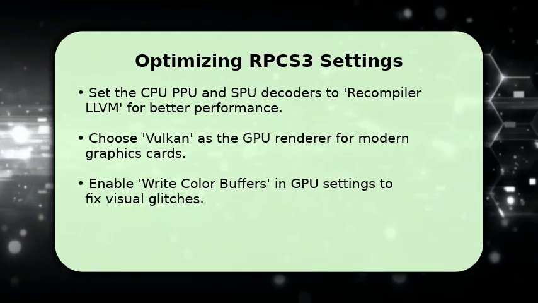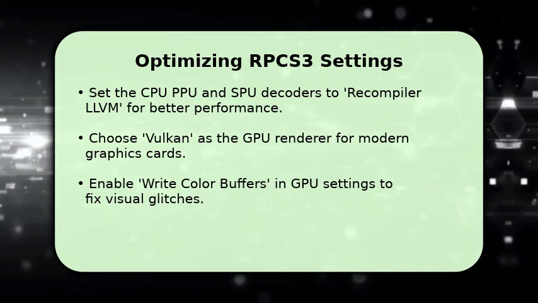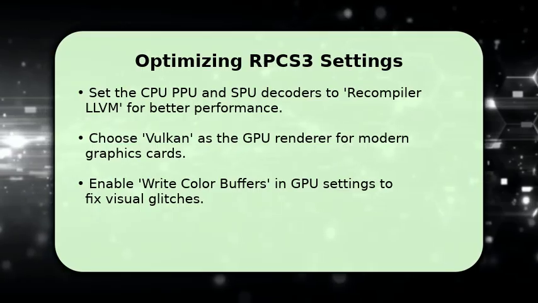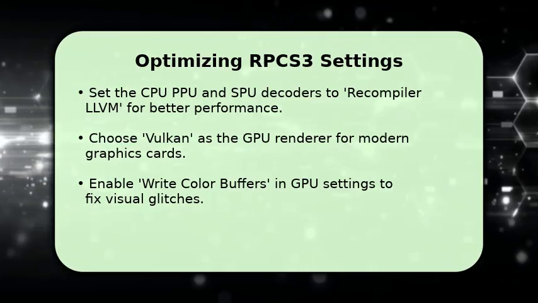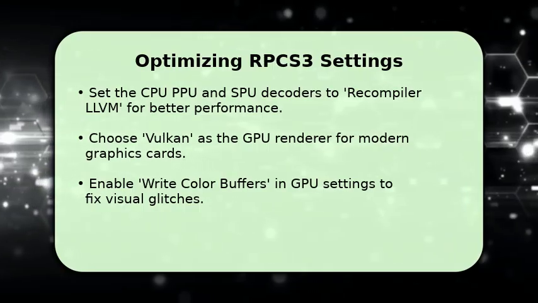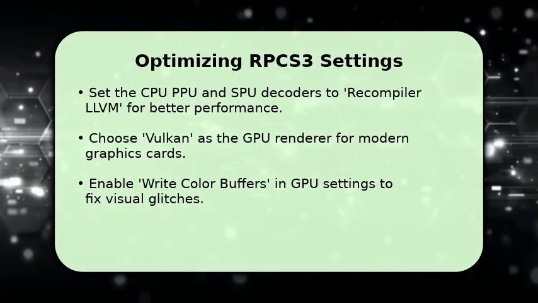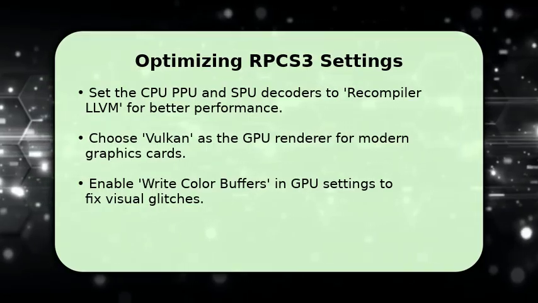In the CPU tab, set both PPU and SPU decoders to recompiler LLVM for optimal performance. For your GPU, select Vulkan as the renderer if your graphics card supports it, as it generally offers superior performance. Crucially, enable write color buffers in the GPU settings to prevent common visual glitches.